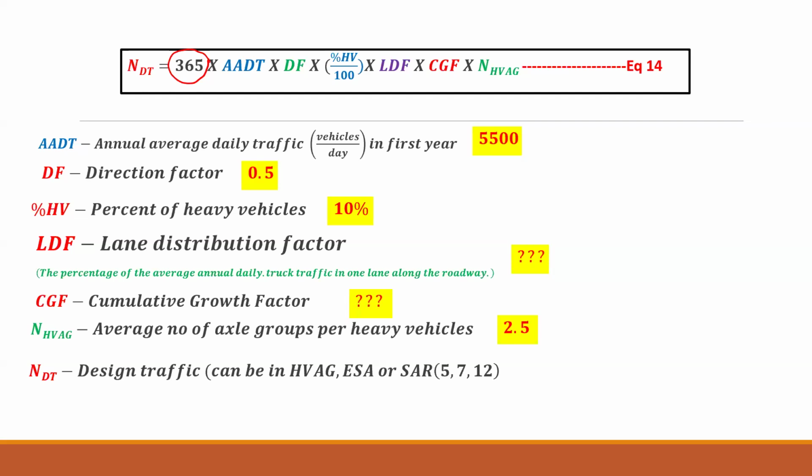So we need to find two things: lane distribution factor and the cumulative growth factor. Lane distribution factor, we can find out in two ways. One is we can collect our own data. You may have seen those black strips on the road that collect data from vehicles. Have you seen that when driving? Yes. We call that weigh-in-motion data. So we can collect data and find out. Otherwise, we use the Austroads guide.